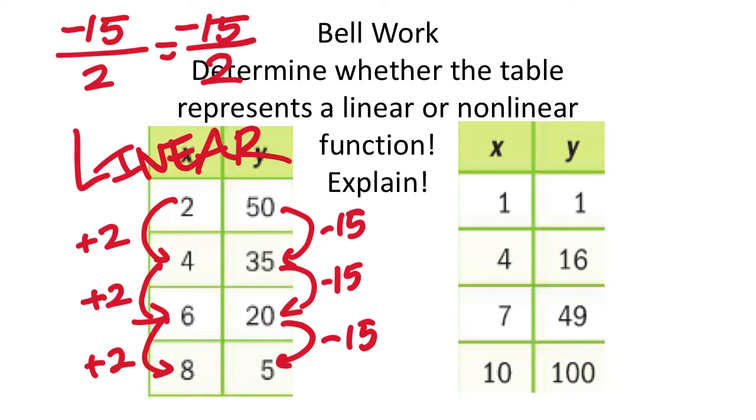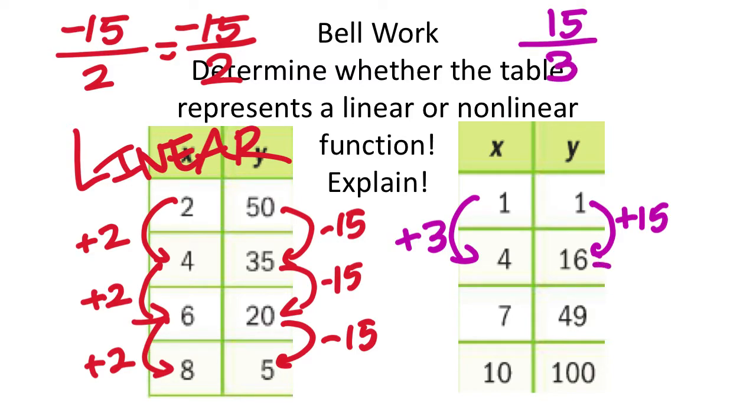And then for the table on the right, starting with our rise, which is in the y's, this is going from 1 to 16, that's up 15. 16 minus 1 is 15, and then from 1 to 4 would be to the right 3. So that's a positive 15 to 3 ratio. And then from 16 to 49, that would be up 33, and I just did 49 minus 16. And then from 4 to 7, that's to the right 3. So that's a 33 to 3 ratio.